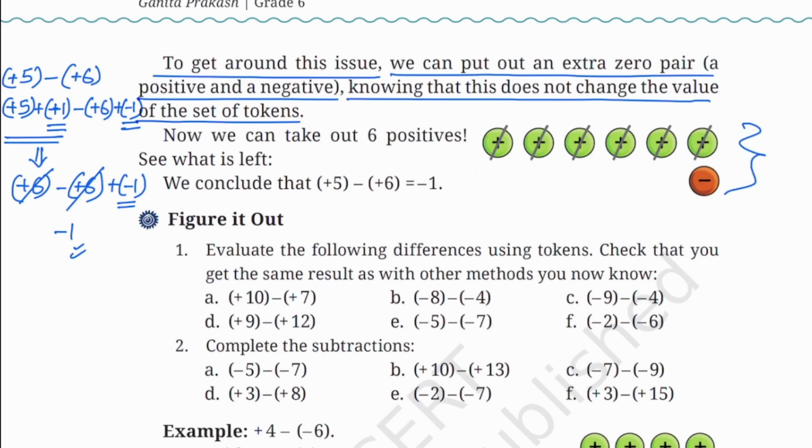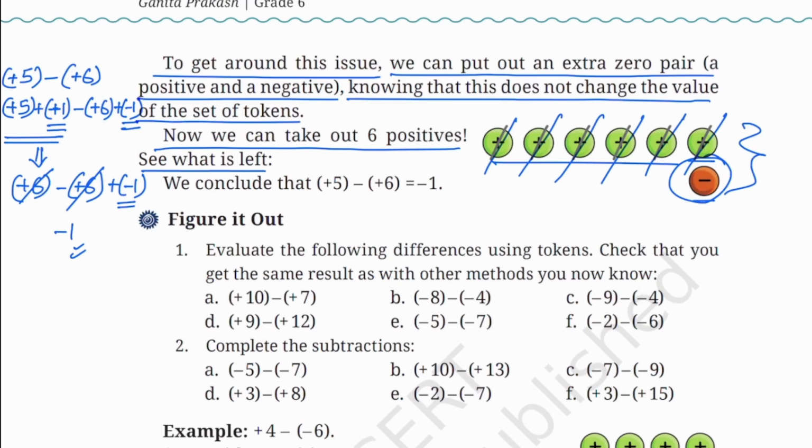The answer is minus 1. You can see it here. 5 positives are already there. 1 positive and 1 negative, that means a 0 pair, is kept here so that we can subtract 6 positives. What remains is 1 red token, that means 1 negative. The answer is minus 1. Now we can take out 6 positives, see what is left. We conclude that plus 5 minus plus 6 is equal to minus 1.